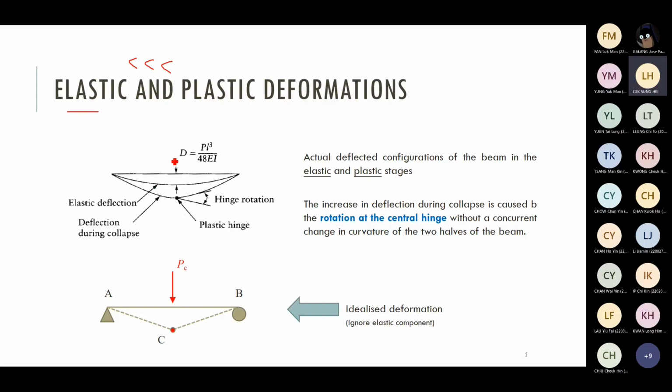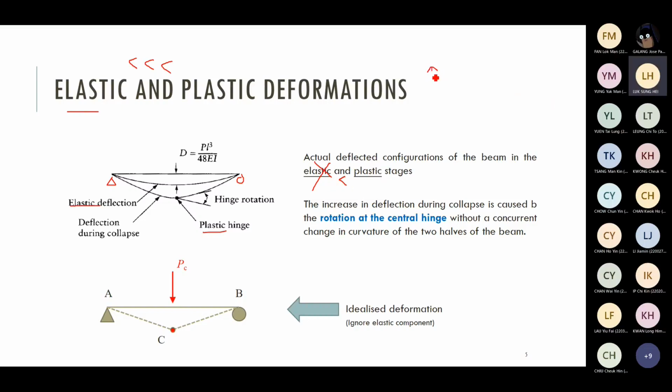Take a look at this example. Suppose this is a simply supported beam under bending. Actually, there are two parts of deformation. One is due to elastic behavior. The other is due to the plastic hinge, the plastic rotation. But when you do the analysis, you can find that the deformation due to the plastic hinge will be much greater than the elastic component. That's why when we conduct this kind of plastic analysis, we normally ignore the elastic component to make the calculation easier.